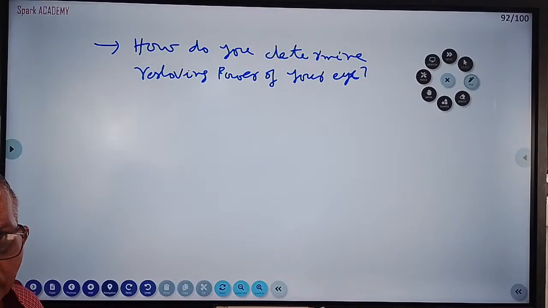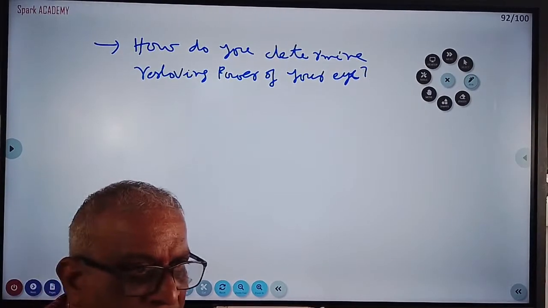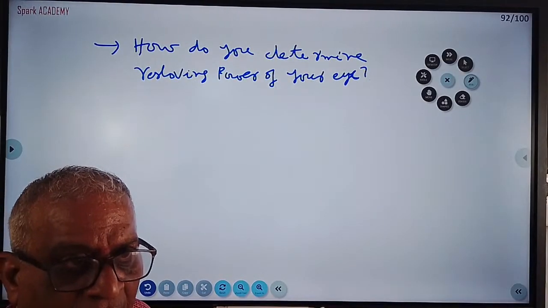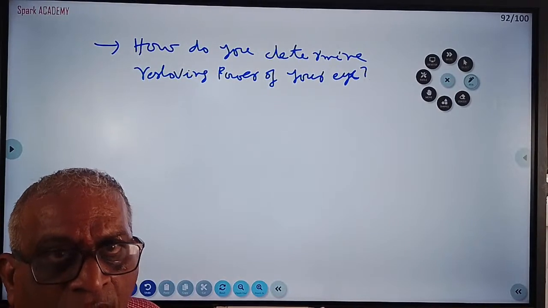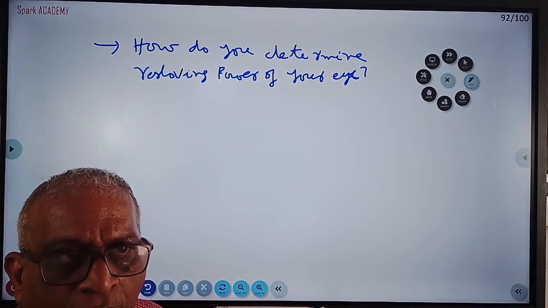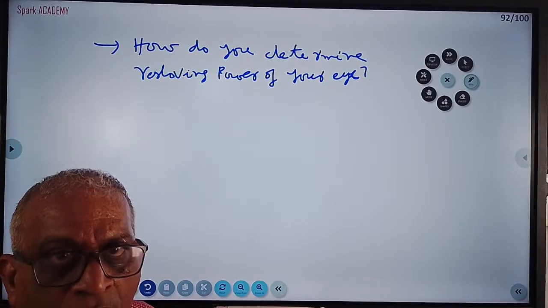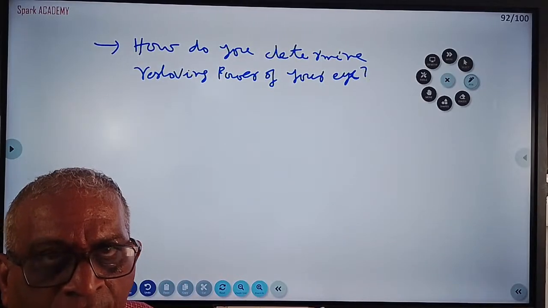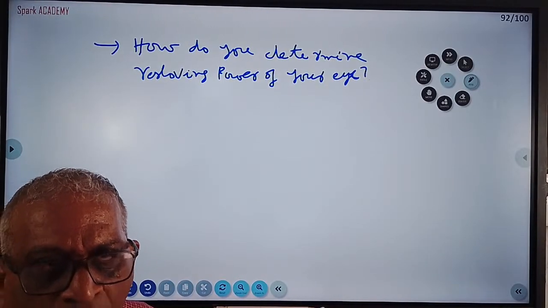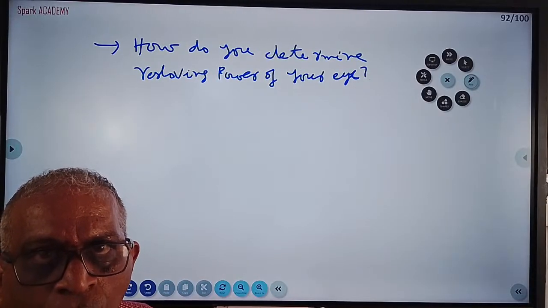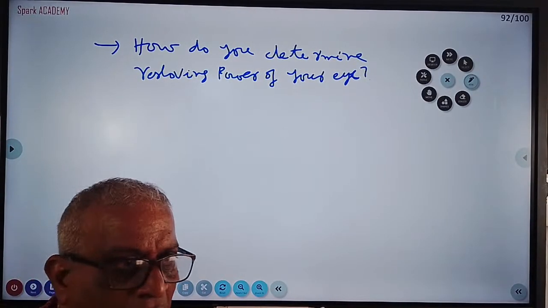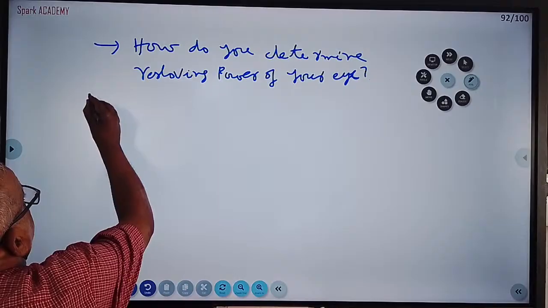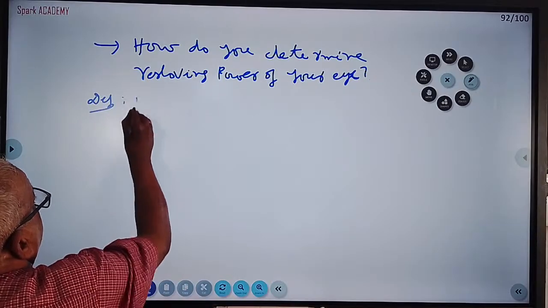What is meant by resolving power? The eye is able to distinguish two closely spaced objects very clearly, that is known as resolving power. Resolving power means the ability of the eye to see two closely spaced objects. He will find out resolving power by a small experiment. With that experiment he is able to find out the resolving power of the eye, students. So what is the definition first? Definition of resolving power.